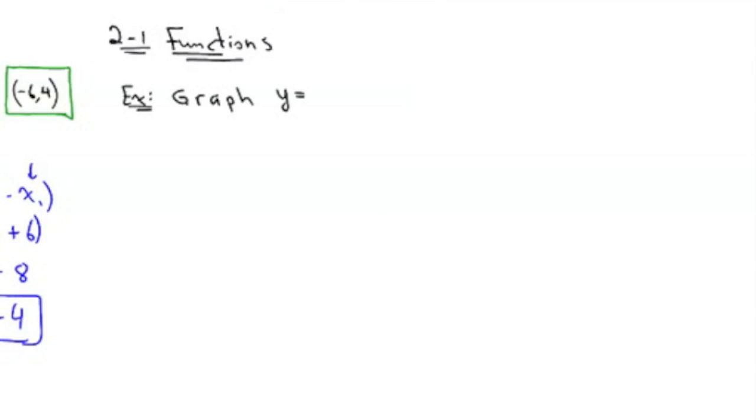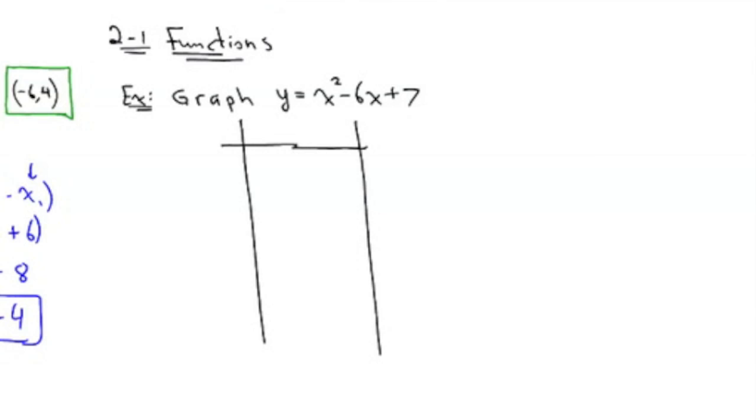Graph y equals x squared minus 6x plus 7. I think it'll work. We'll find out. So if you don't know how to graph something, the only way to do it is to table it.